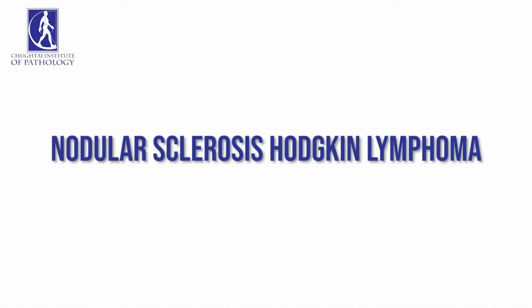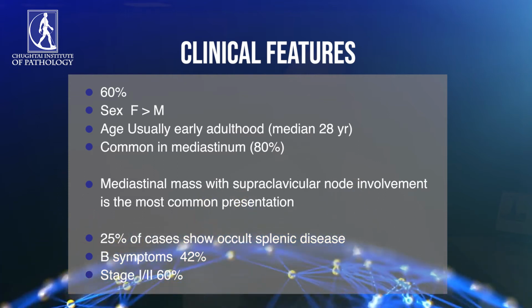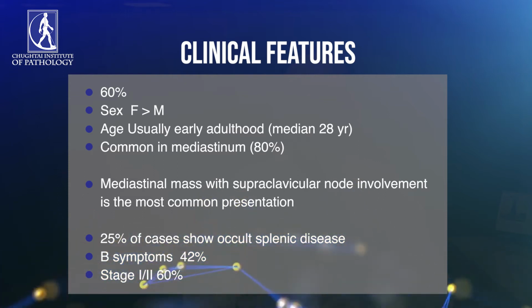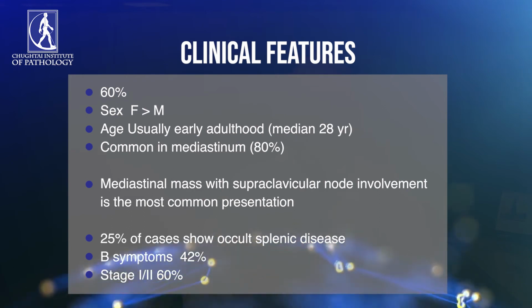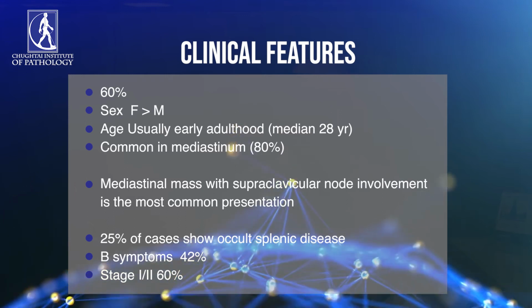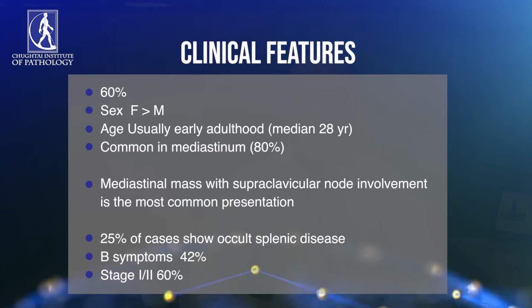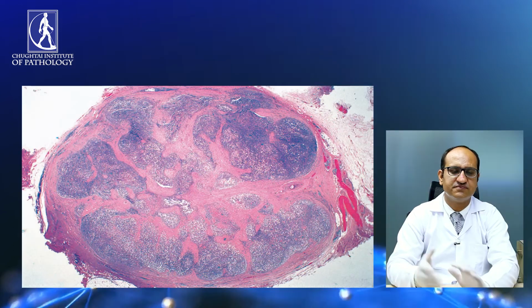First of all, I will describe nodular sclerosis classic Hodgkin lymphoma. It is the most common type, seen in 60% of the cases, more common in females. Mediastinal involvement is seen in 80% of the cases. 25% of the cases can have occult splenic disease. B symptoms are seen in 42% of the cases, and most of the time it is a low stage disease, that is stage 1 or stage 2.